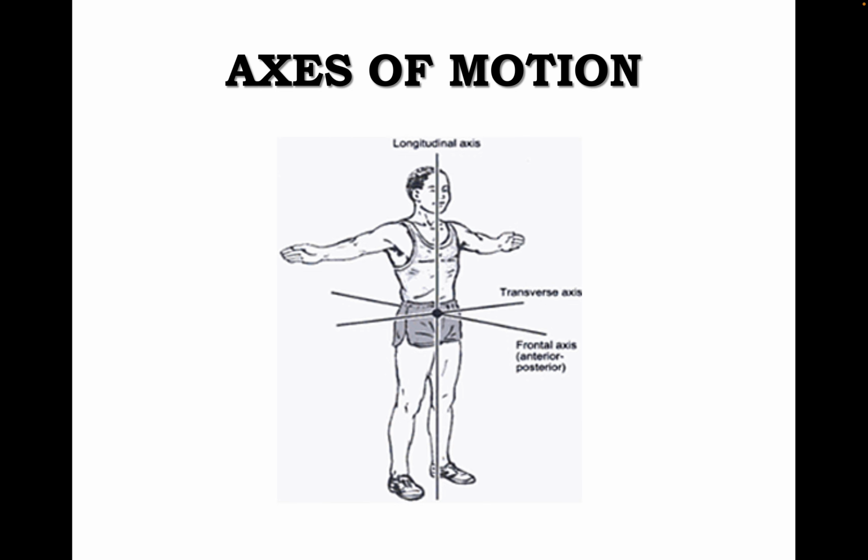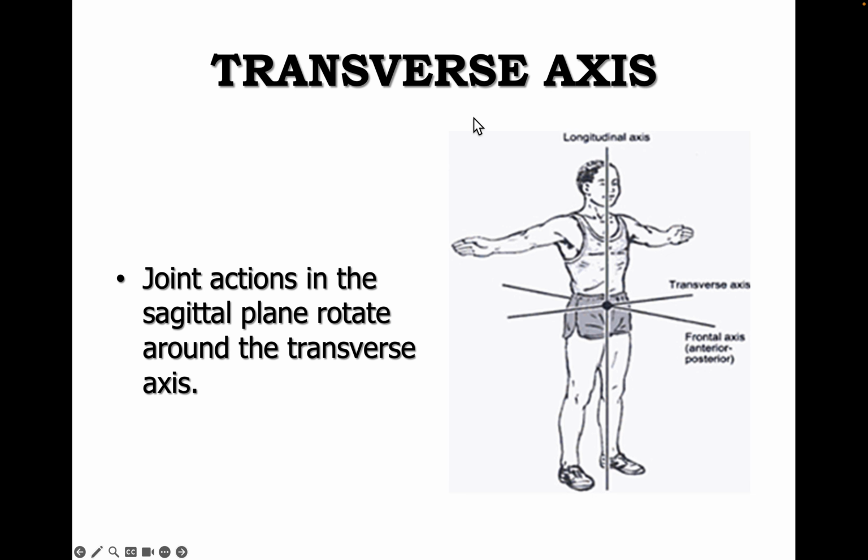Now with each of these planes, we've got one axis of motion that travels through that particular plane. I'll discuss these in the next few slides. So the transverse axis is the axis of rotation. It creates movement in the sagittal plane. So any sagittal plane movement has movements that rotate around the transverse axis. So the transverse axis is that axis going left and right. It basically goes directly through the sagittal plane.